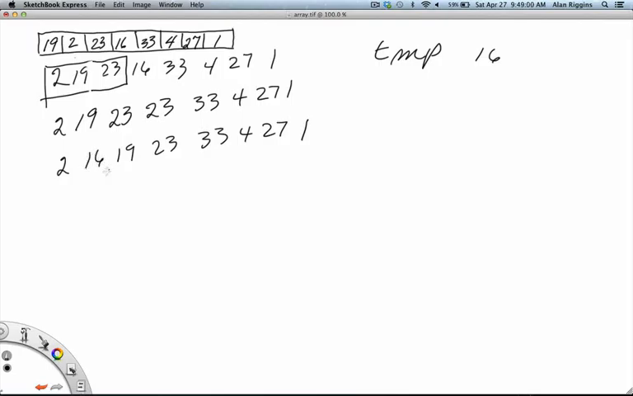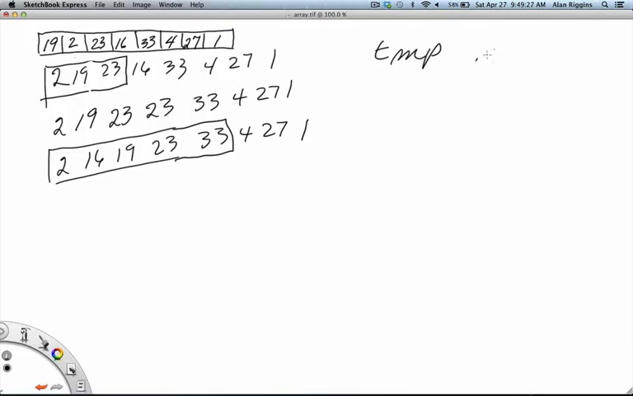And now we have 4 elements in the sorted part of the array. Now we insert the 33. Well, it's larger than 23, so no shifting is necessary. So we simply skip the inner loop entirely. There's no movement necessary. The next one, of course, is the 4.